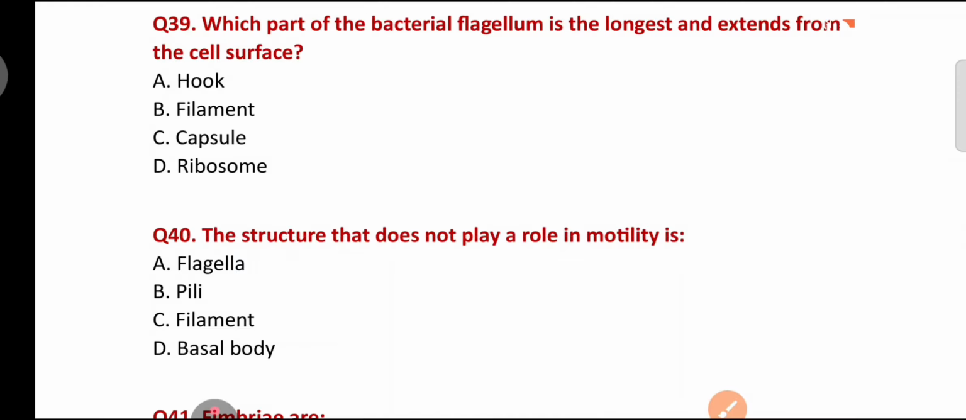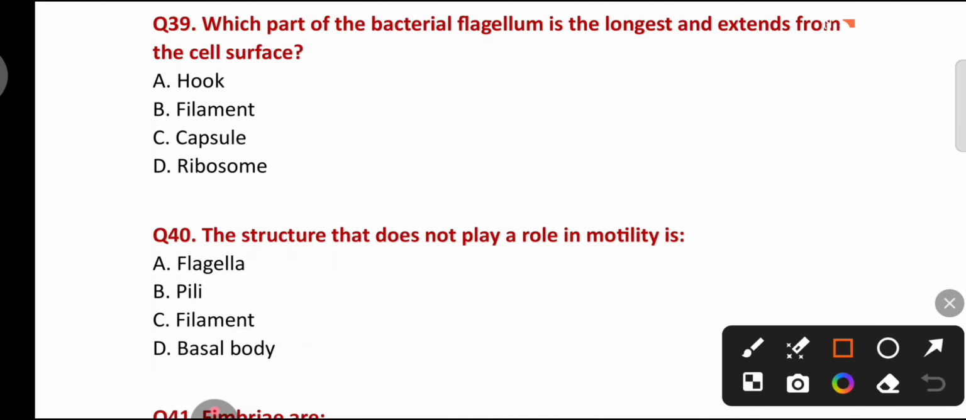Which part of the bacterial flagellum is the longest and extends from the cell surface? Hook, filament, capsule, ribosomes. Filament is the longest part. The structure that does not play a role in motility is flagella, pili, filament, basal body. Pili doesn't play a role in motility. It helps in attachment.